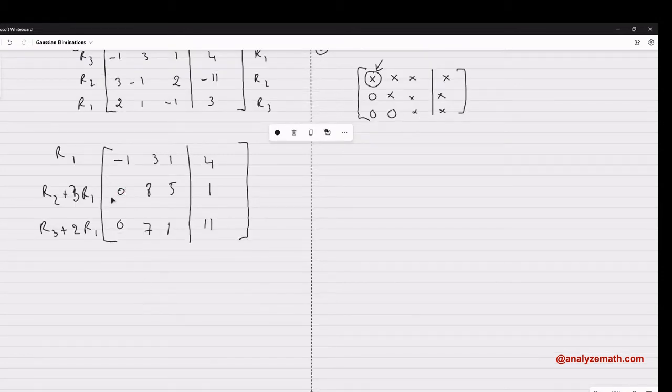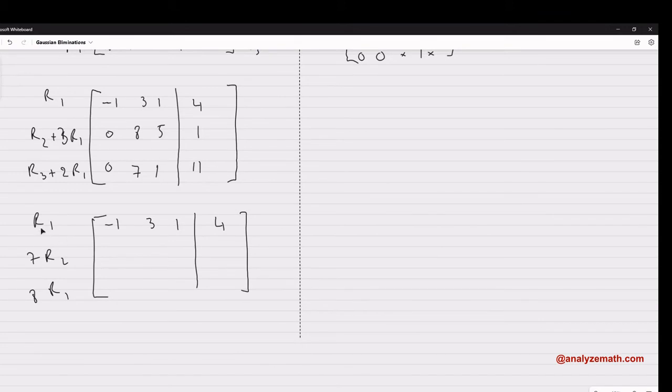So now we have 0 here, we have 0 here. All we need is a 0 here. There are many ways to do this. I'm going to try to do it in the simplest way so that you understand it. So I'm going to multiply this row by 7 and this row by 8 and then subtract them.